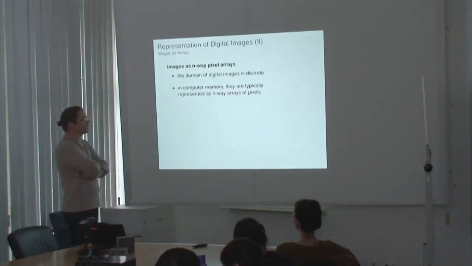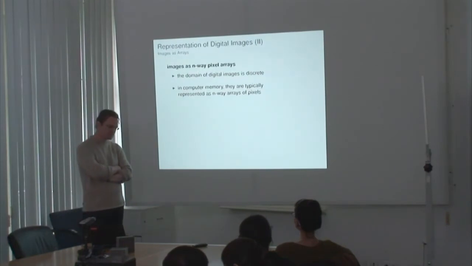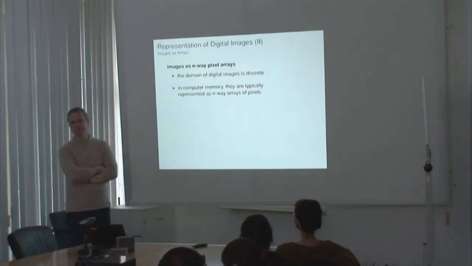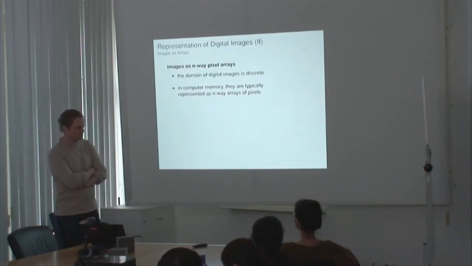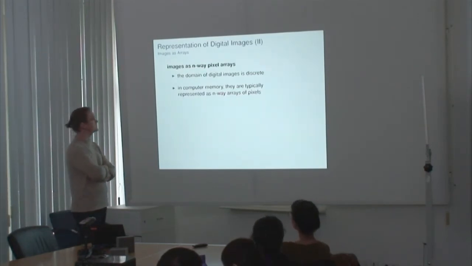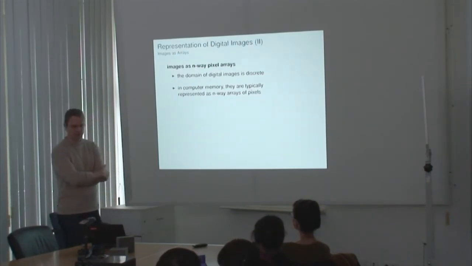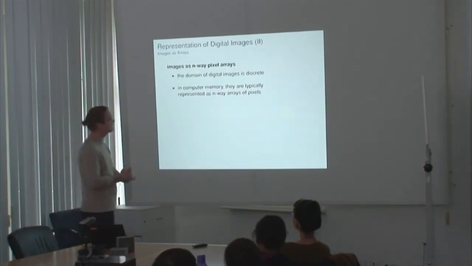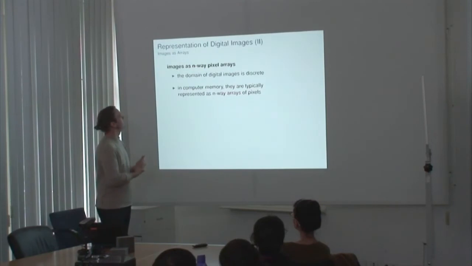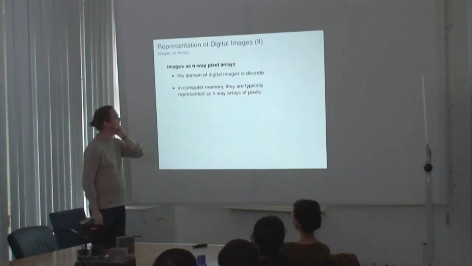And a way more applicable, or for the time being more applicable, point of view on digital images is indeed to understand them as arrays. This is what we have been briefly discussing last time already. And today we'll ever so briefly generalize what we discussed last time. We'll namely discuss images as n-way pixel arrays.